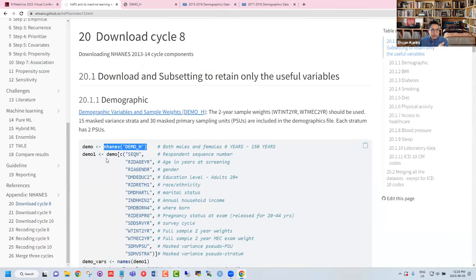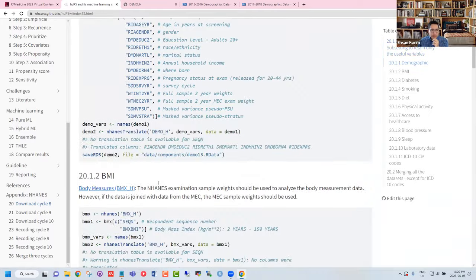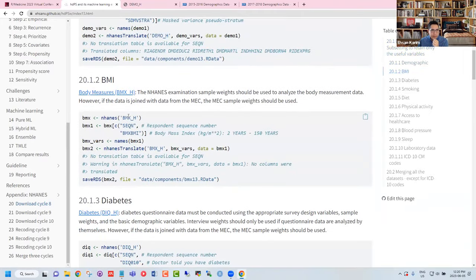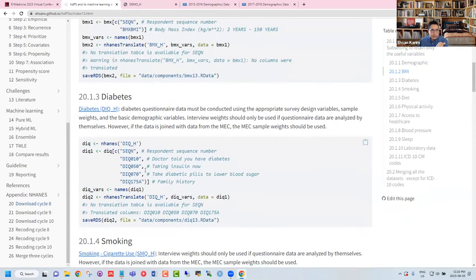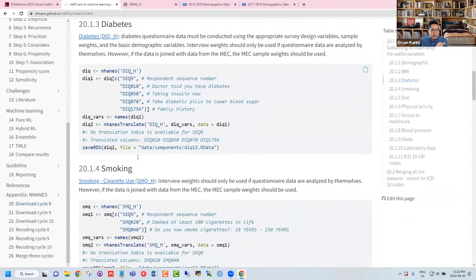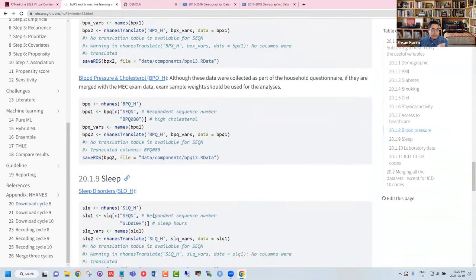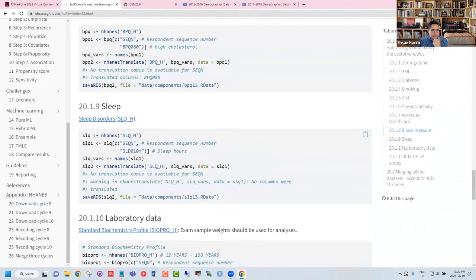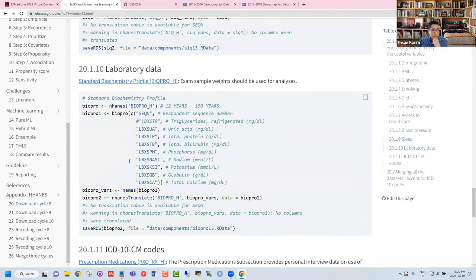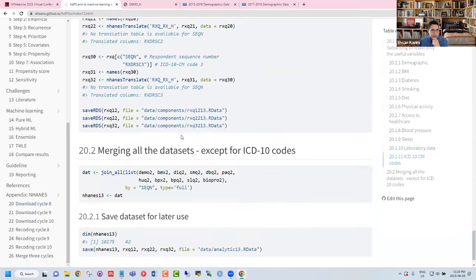Say, for example, from the demographic component, we're getting information about age, gender, education level, race, ethnicity, and so on. Similarly, from the BMI component, we are getting information about BMI. From the diabetic component, we're getting information about diabetes, smoking, diet, physical activity, and so on. There are other variables such as sleep, and other components coming from the lab components that we are including in our data source.